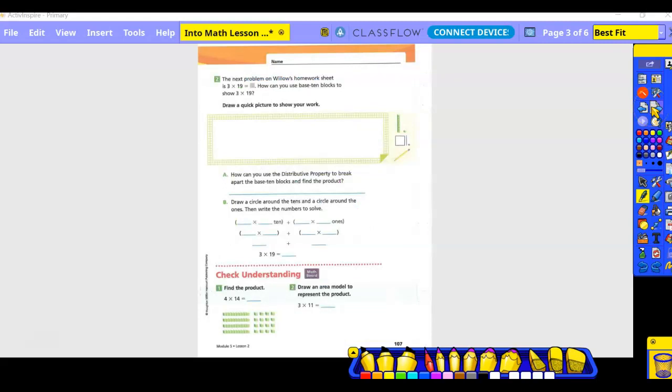Number 2, the next problem on Willow's homework sheet is 3 times 19. How can I use base ten blocks to show 3 times 19? So we're going to have 3 groups of what? 19, right? So how many 10s do I have? I have 1. And then how many small cubes, how many ones? 9, right? Okay, so I need 3 groups of those.